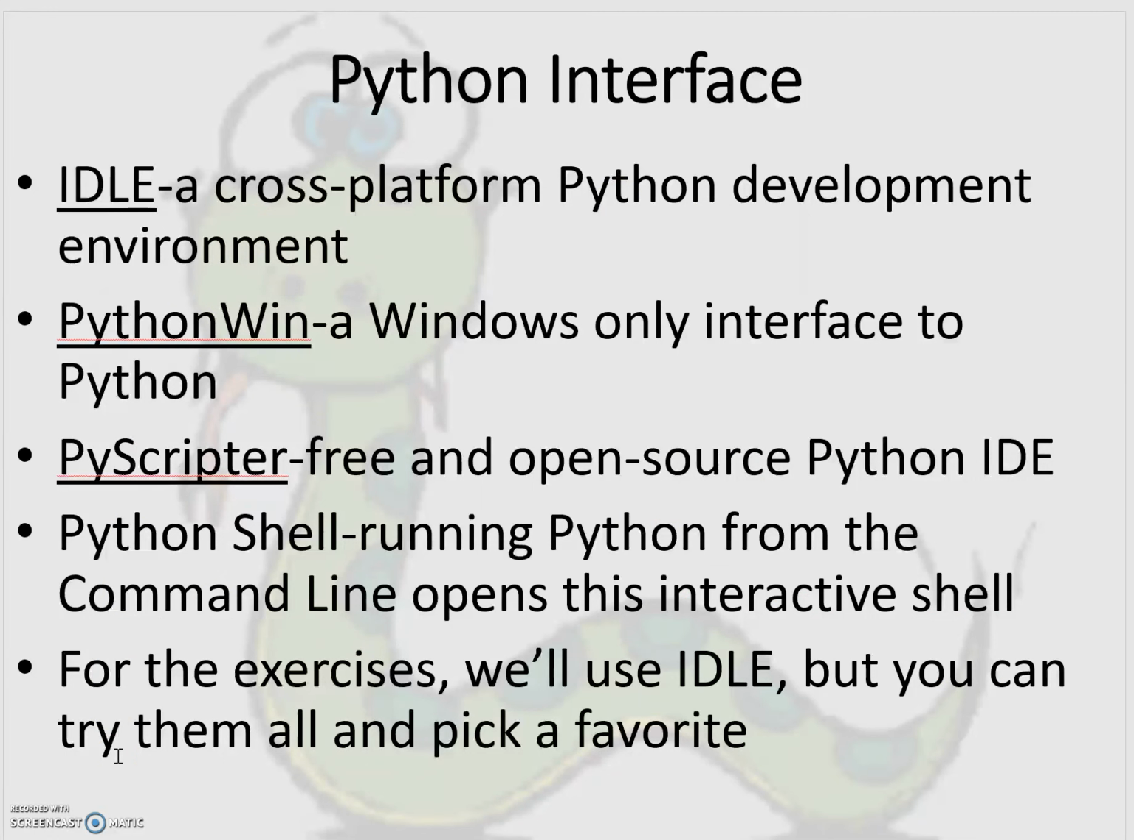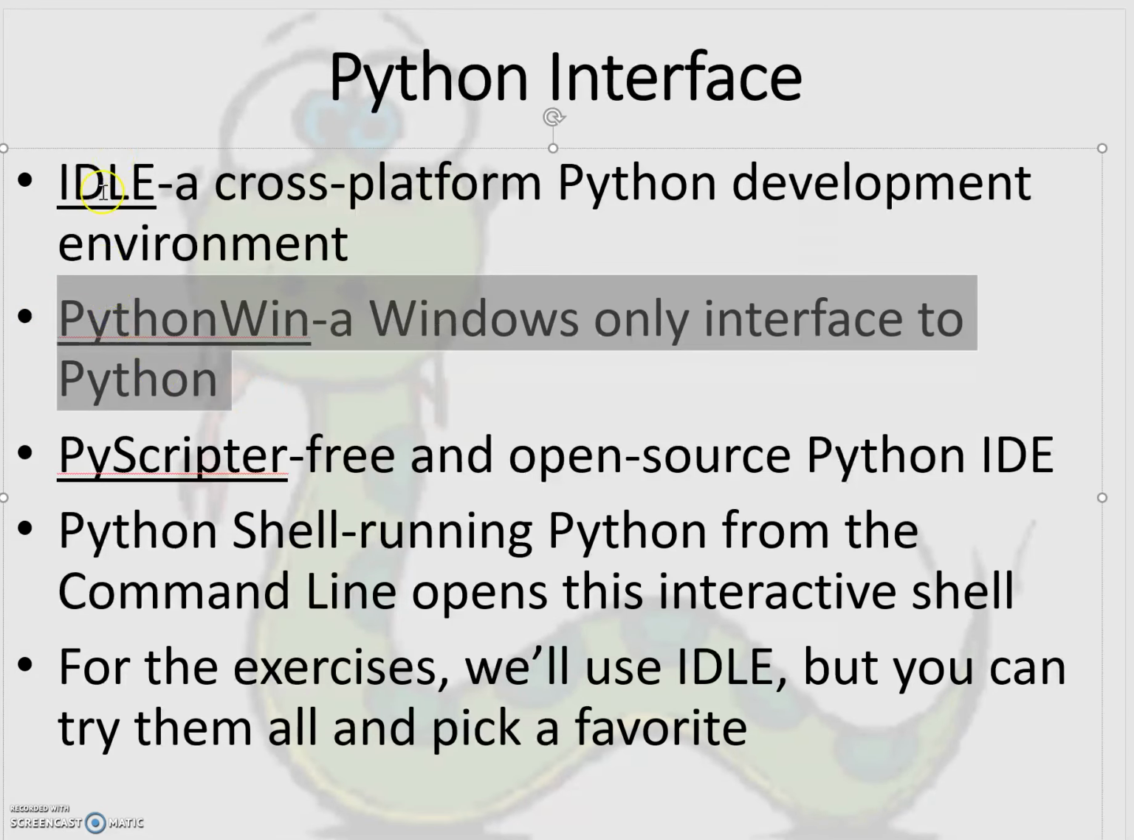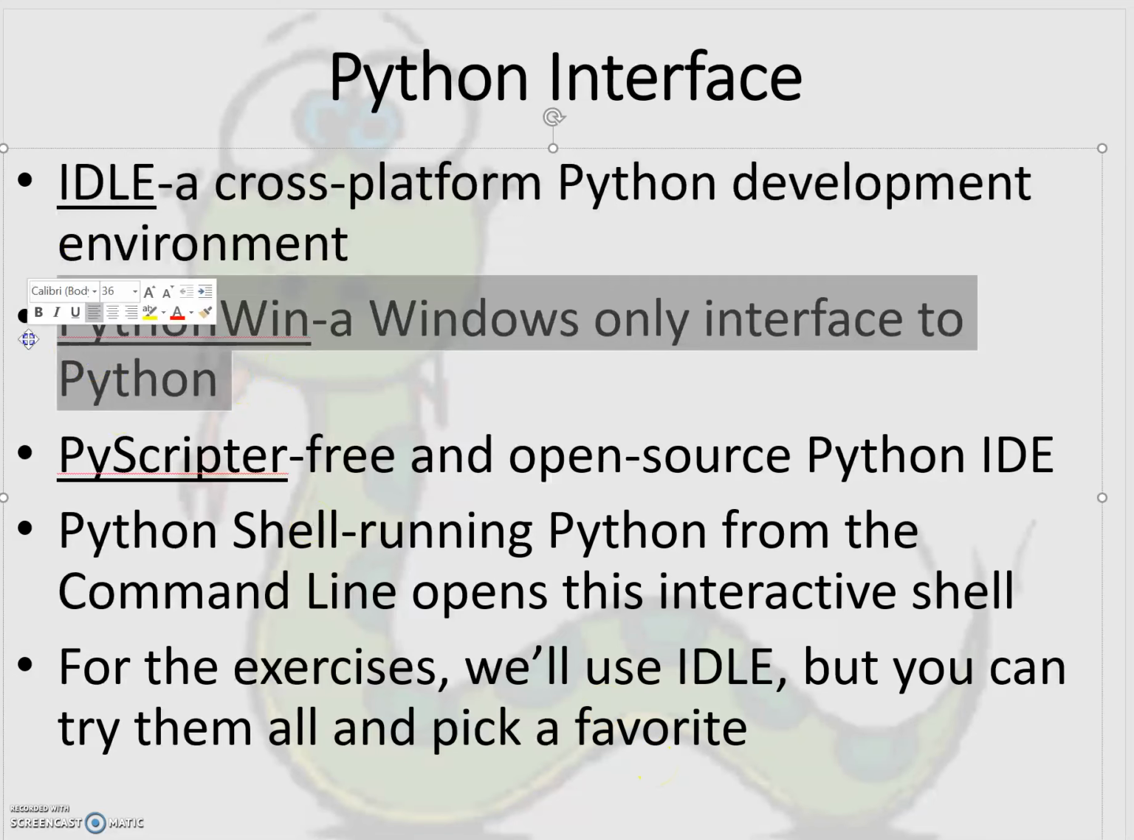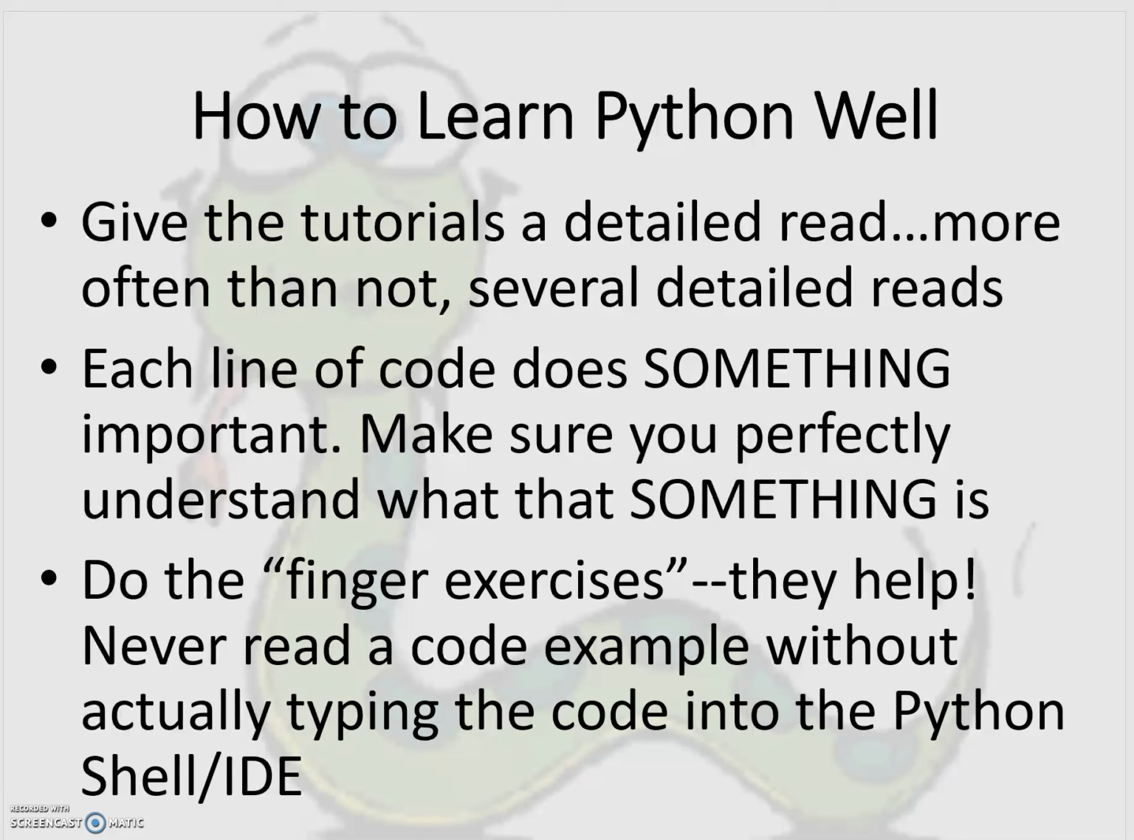And Python interface, IDLE, it's a cross-platform Python development environment. PythonWin, a Windows-only interface to Python. So we did PythonWin. But IDLE, I'm going to show in the series. And PyScripter, a free and open source Python integrated development environment. The Python shell, running Python from the command line, opens this interactive shell. For the exercises, we will use IDLE, but we can try them all and pick a favorite. The color code is different. Of course, we will play around with it a little bit.